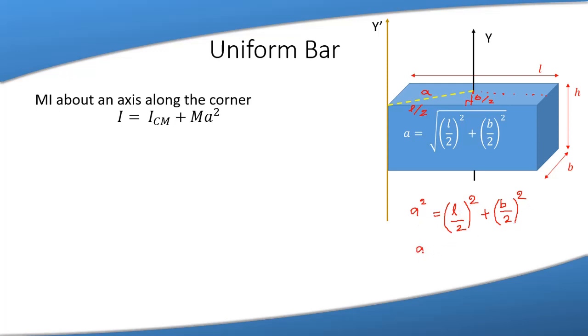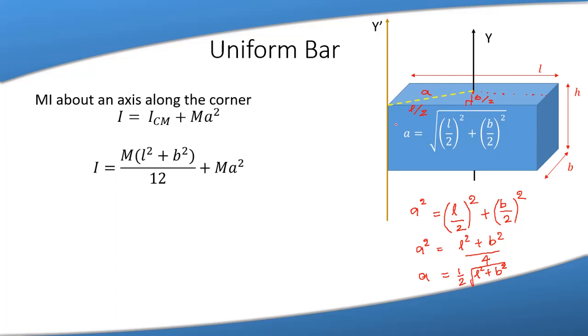So, what will we get? A square is equal to, 2 square will give you 4, and here also you will have a 4. So, it will be (l square plus b square) by 4. So, if I take the square root of the entire expression, the square root of 4 is 2. I have 1 by 2 and I can write the square root of l square plus b square. And this is the length of this line, the distance between the axis y and y dash.